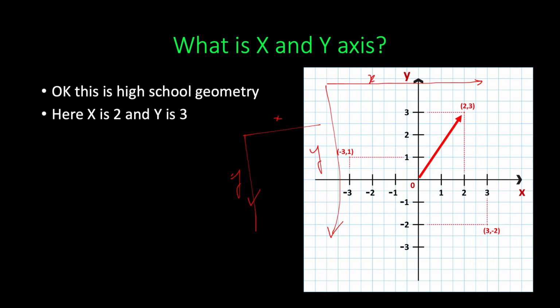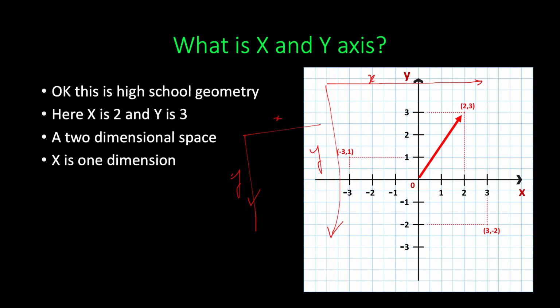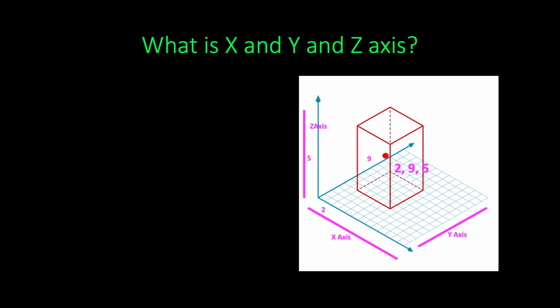So here we see 2 and 3. We are in a two-dimensional space. X is one dimension and y is another dimension. This is just a two-dimensional representation. But here is the three-dimensional representation, where you have x-axis, y-axis, and z-axis. So this is a three-dimensional space.